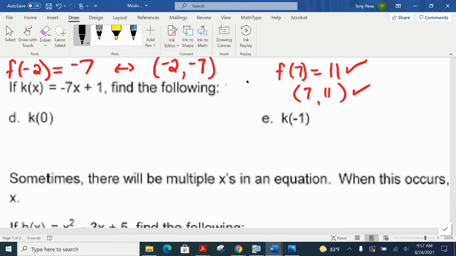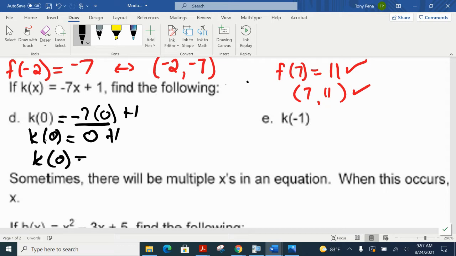All right, let's see what we got here. So letter D, Fabian, we're going to take the 0, plug that in. What's 7 times 0, Fabian? 0. All right, and then plus a 1. So what's 0 plus 1? 1. Yeah, just a 1.